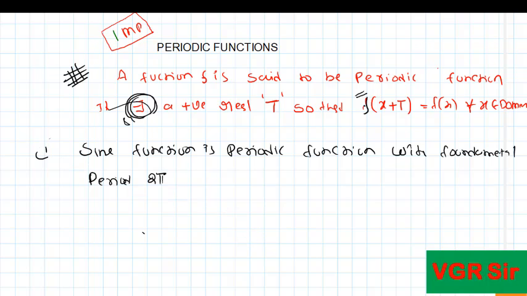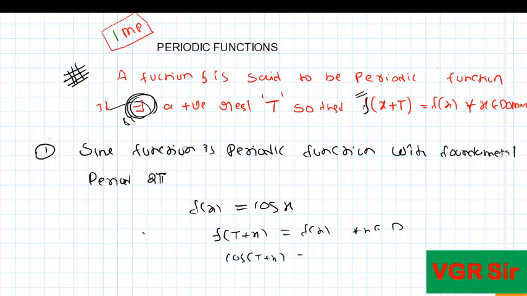Now we want to check the periodicity of the cos function. For example, f of x equals cos x is given. We want to check whether the function is periodic or not. If it is periodic, what is its period? Period means fundamental period. Just use the definition. What is the definition? f of t plus x should be equal to f of x for every x belonging to the domain. So cos of t plus x equals cos x for every x belonging to the domain of the cos function, which is all real numbers.